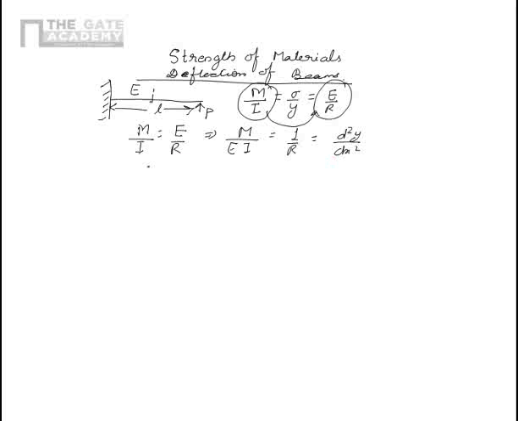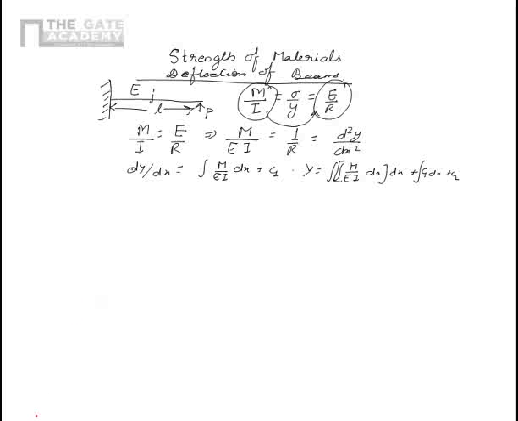Now obviously using this equation we can integrate it twice. So we integrate it once, we get dy by dx is equal to integration of M upon EI dx plus c1, where c1 is the integration constant, and again integrate it once more, we get this equation. So this is the method to get the deflection of the beams. Now let's solve a few problems. So first problem is this problem itself, wherein we have a cantilever beam with tip load of P and length L and Young's modulus E.